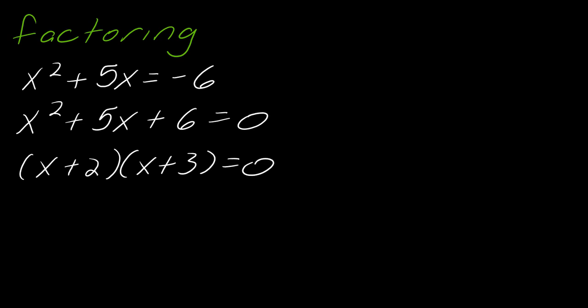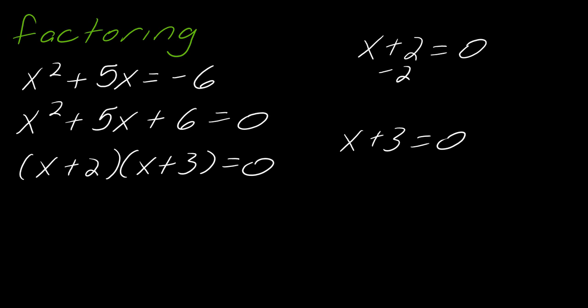And so from here, now I can just finish solving. The idea when you factor is that you set each factor equal to 0. Most people don't do this step, but I'll just show it just in case you completely forgot it. So my 2 solutions would be x equals negative 2 and x equals negative 3. So these are my 2 solutions.